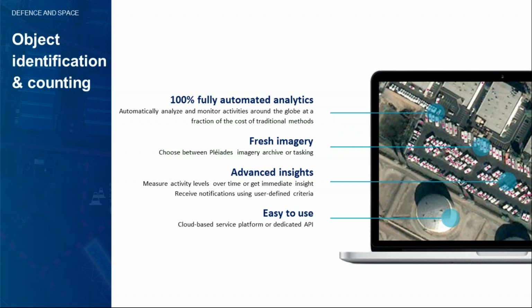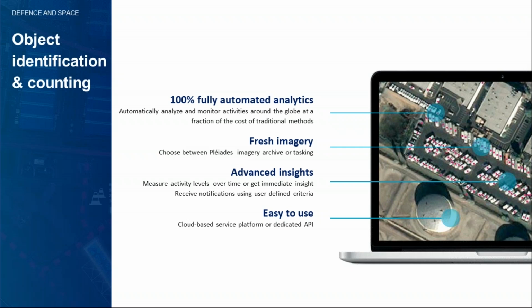Our ships algorithm, as the title indicates, is for counting ships at sea down to 20 meters in size. So you could obtain immediate insights and access this service via API. This algorithm cannot be used yet for monitoring purposes. It's available using both our Pleiades 50 centimeter imagery and SPOT 1.5 meter imagery, which is a more cost-effective solution for detecting ships in an open sea.